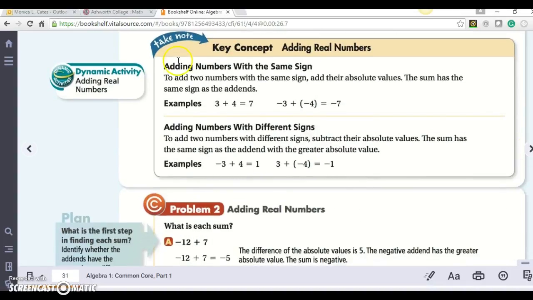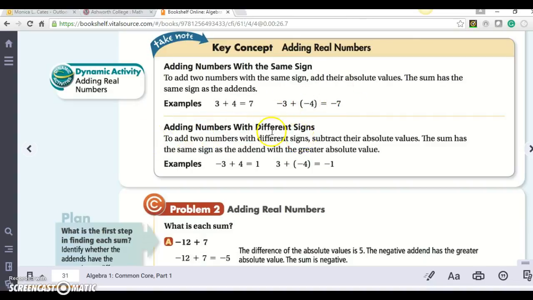So, adding real numbers. Adding numbers with the same sign. To add two numbers with the same sign, add their absolute values. The sum has the same sign as the addends. So for example, 3 plus 4 have the same sign. So I add them, 3 plus 4, and I get 7, and they both are positive, and so my answer is positive. The second one, -3 plus -4, both of these are negative, so that means my answer has to also be negative, and I add 3 plus 4, and I get 7.